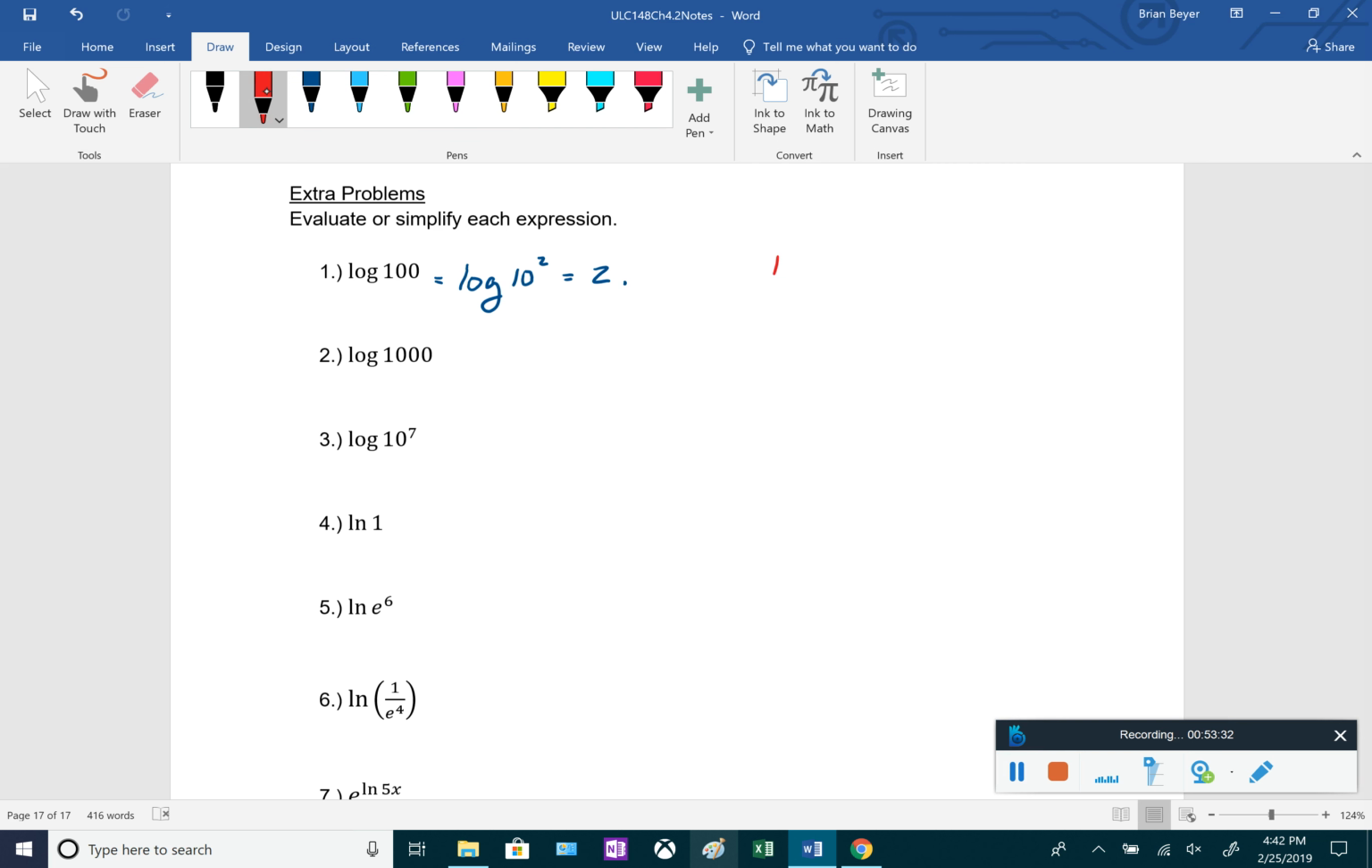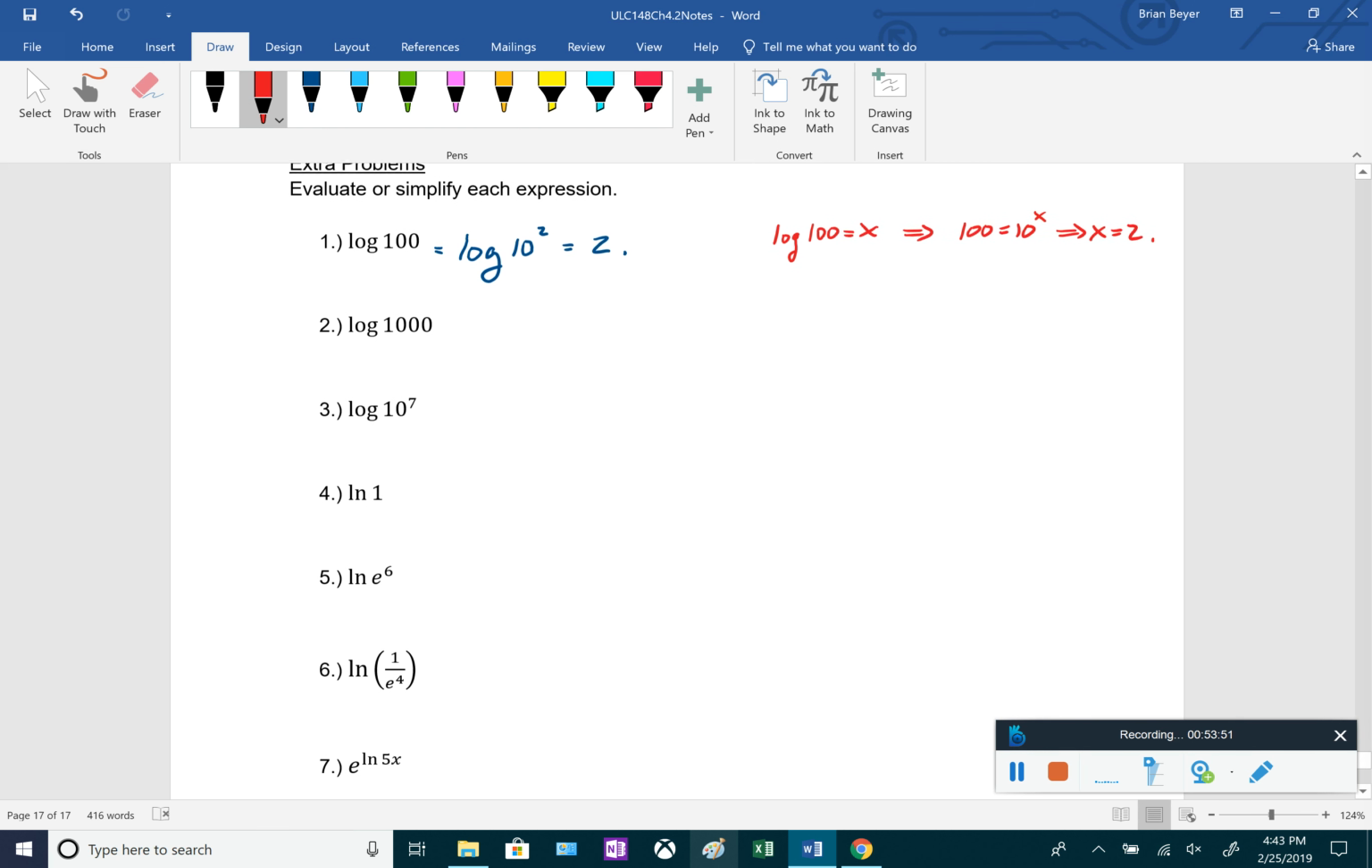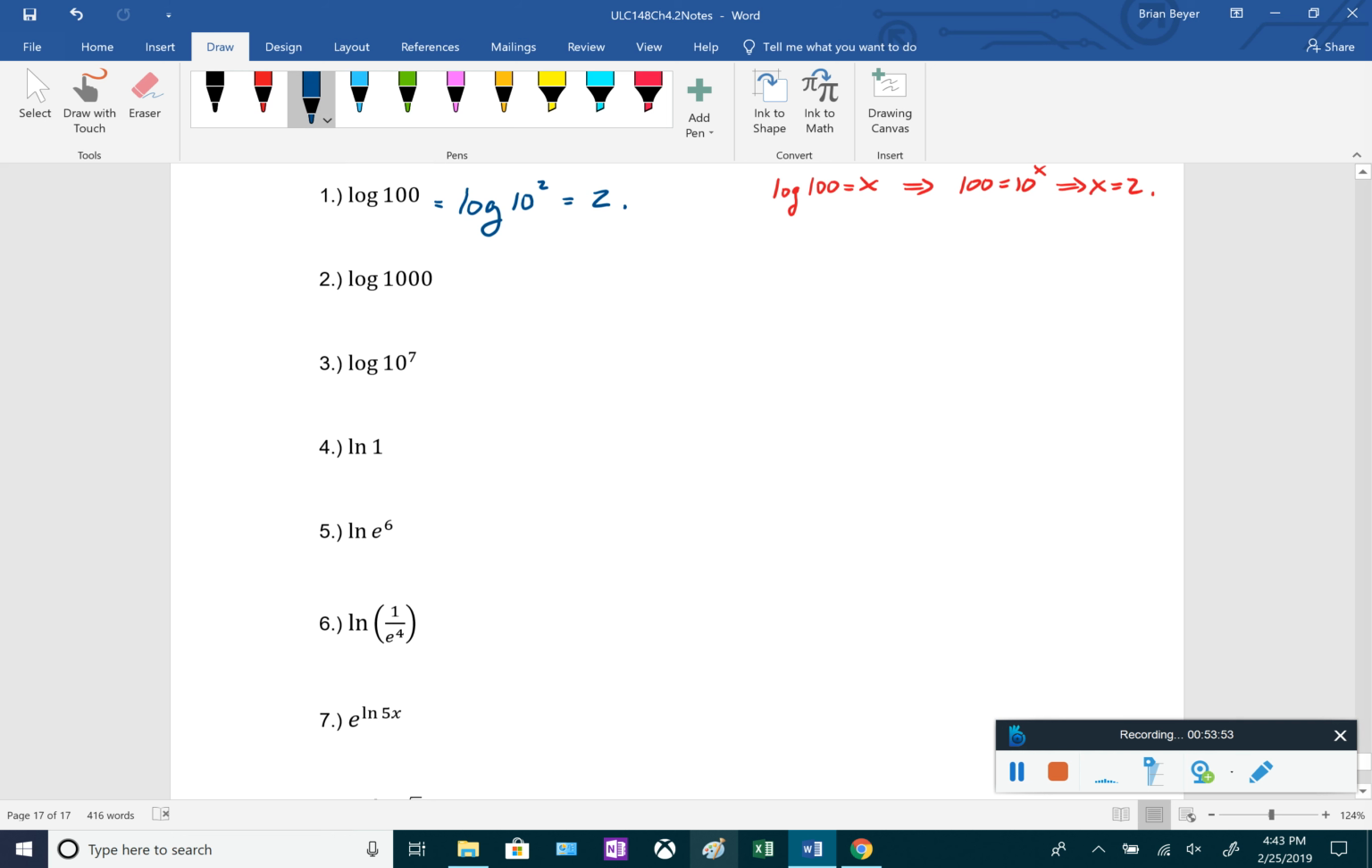You could have also set it up like this if you wanted and said log of 100 equals x, which means 100 equals 10 to the x. So x has to equal 2. It takes a little bit longer though.